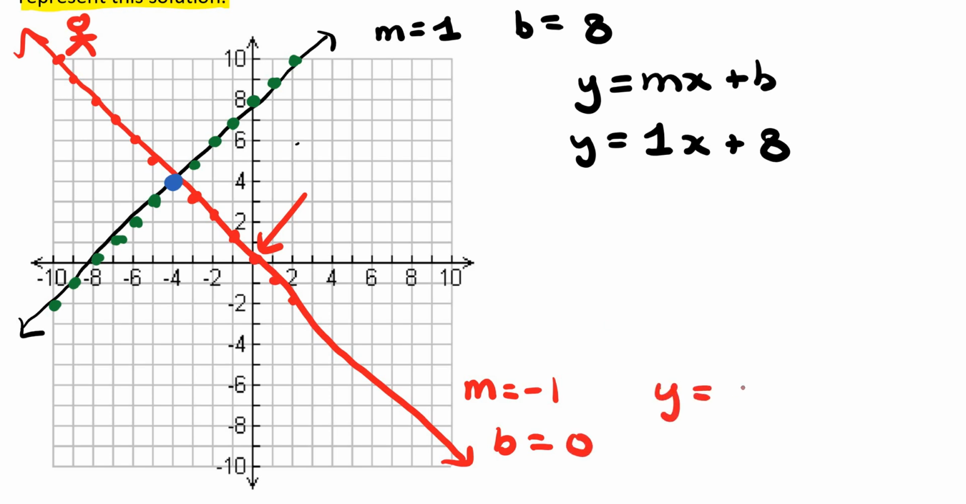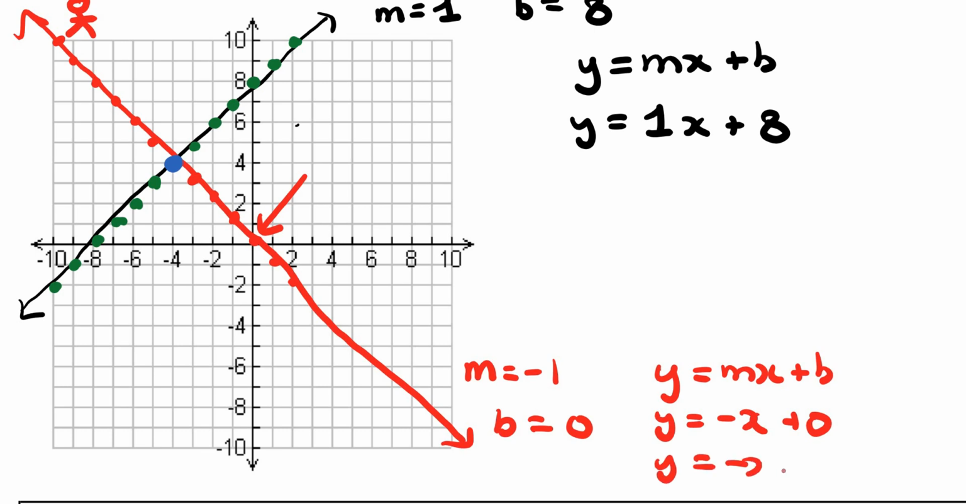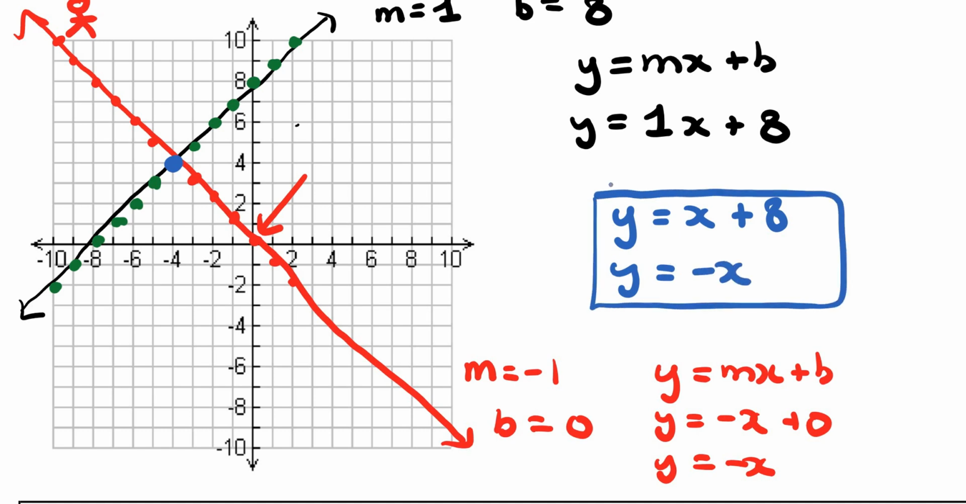We have y equals mx plus b. And we know the slope is going to be -1, so -x plus 0, which is just going to be y equals -x. Okay, so if I want to write out my final answer here, you would just put the two equations together, y equals x plus 8 and y equals negative x. So that right there is your system of linear equations, and that is how you would write your solution for this particular problem. Okay, so that's the system of equations right there.